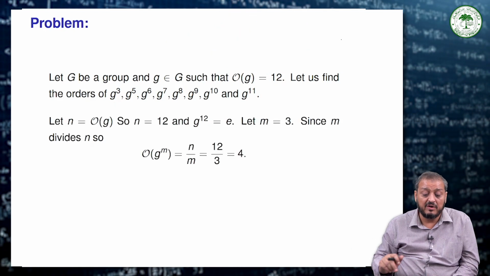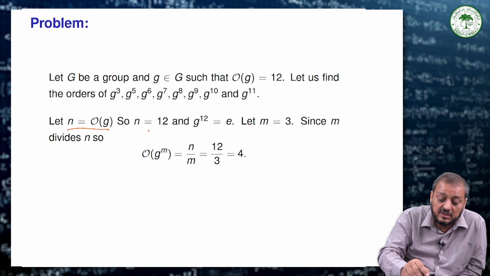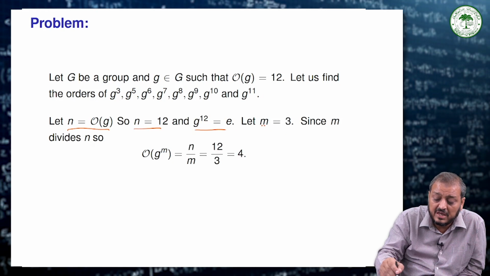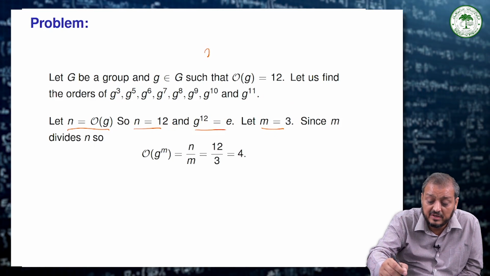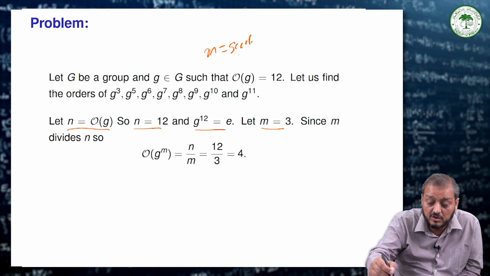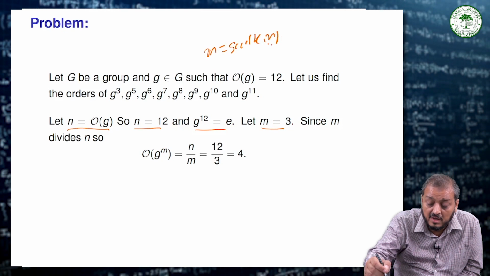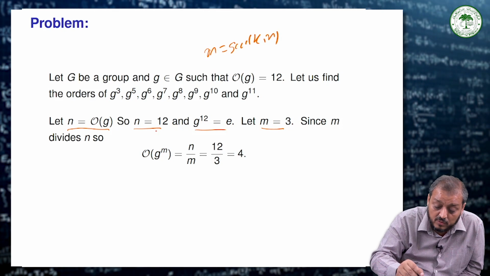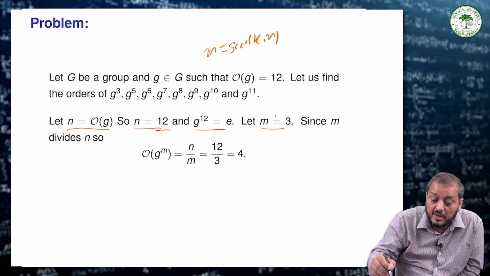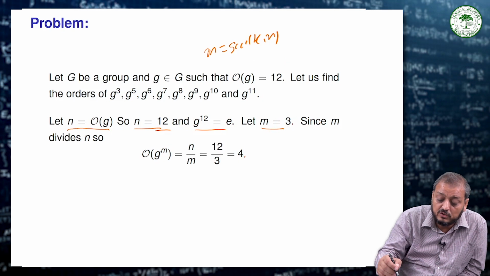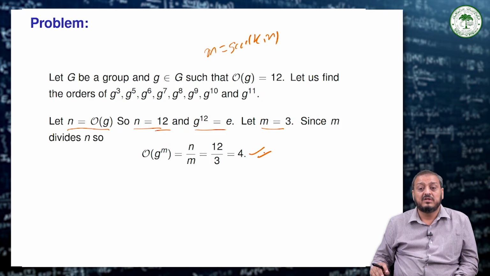So n is equal to the order of G, which is 12. Taking the GCD of k and n, with n equal to 12 and k equal to 3, we get m equal to 3. So the order of G to the power m is given in this form.